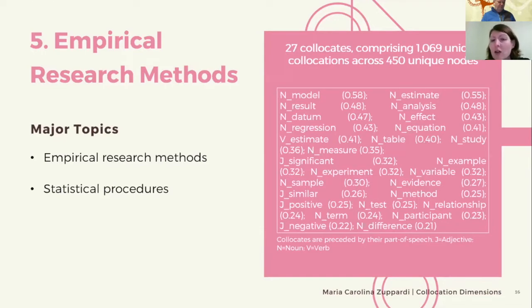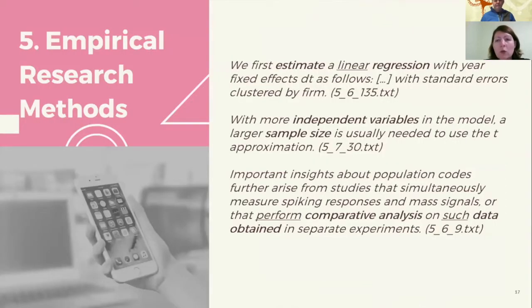So if you look at the collocates, they're all related to statistics or any type of method of research, right? So we had 27 collocates, comprising almost 1,000 unique collocations across 415 nodes. So when you look at the text, for example, the first one: we first estimate a linear regression with year fixed effects, dt as follows. So it's basically describing what they're doing in their experiment, right?